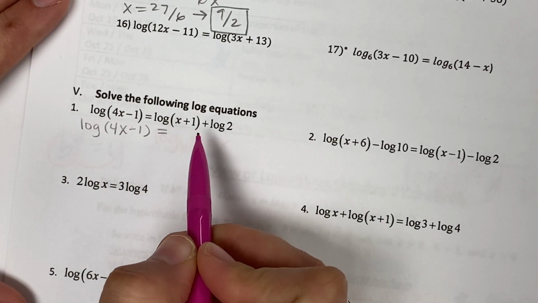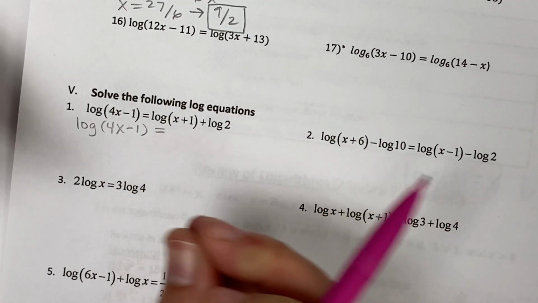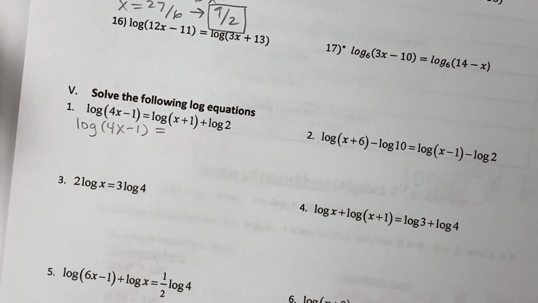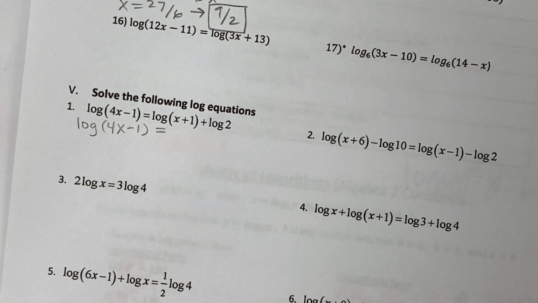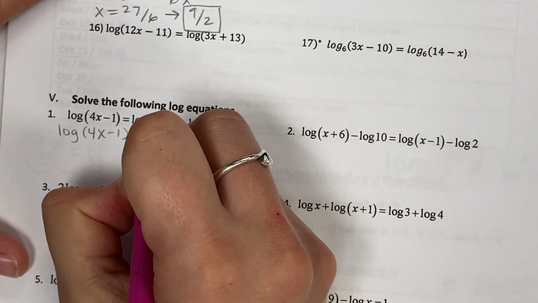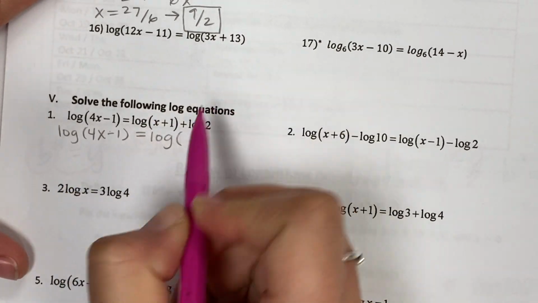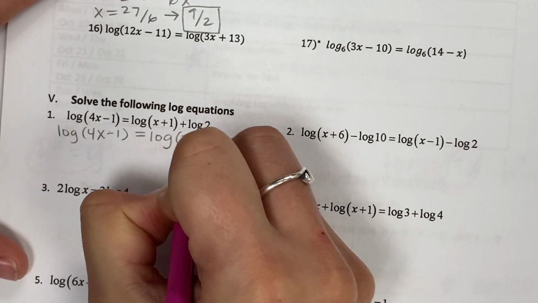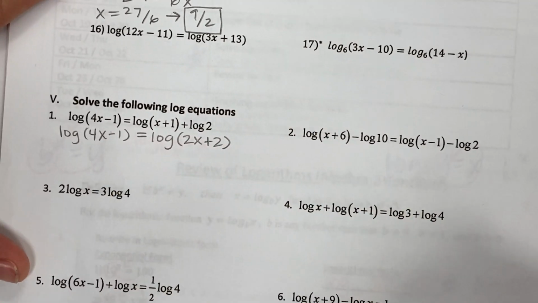To create one log here, we have to remember addition condenses. Addition turns into multiplication. So I'm going to have log, and now I need to multiply these two. Don't forget to distribute. So 2x plus 2.